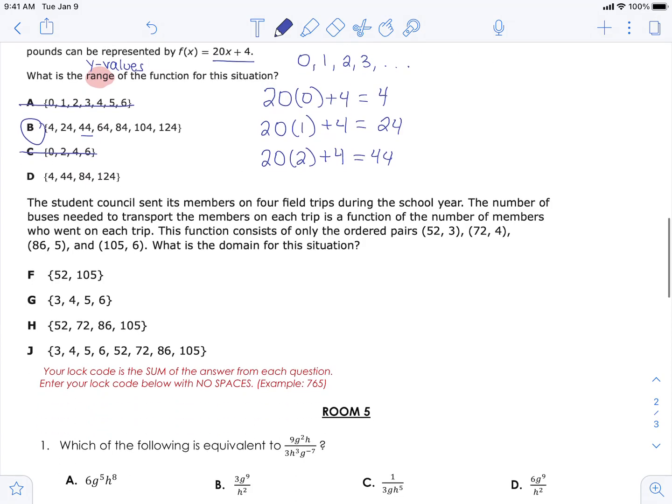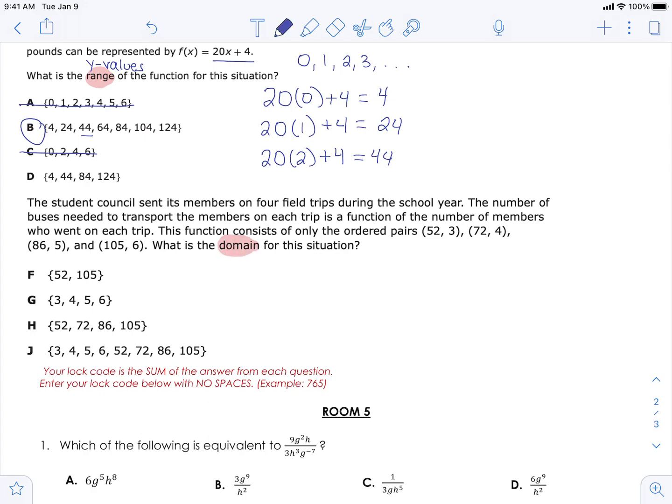Looking at the next one, the student council sent members on 4 field trips during the school year. The number of buses needed to transport the members on each trip is a function of the number of members who went on each trip. This function consists of only the ordered pairs (52, 3), (72, 4), (86, 5), and (105, 6). What is the domain for this situation?